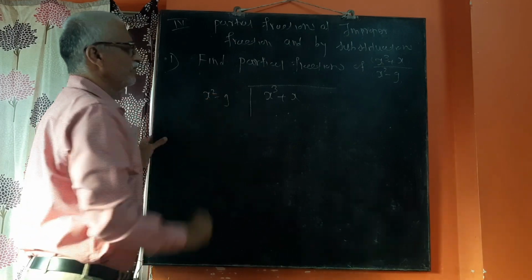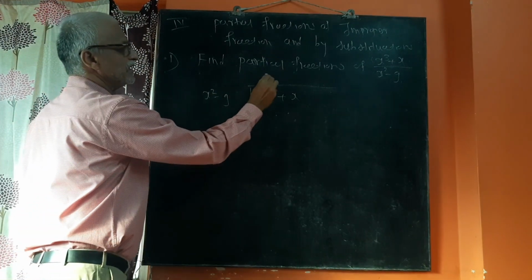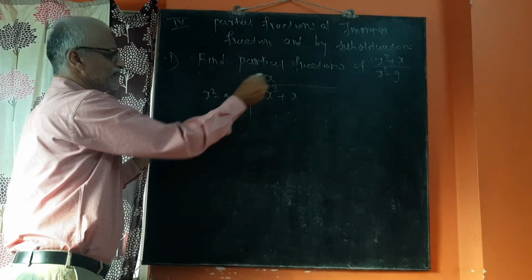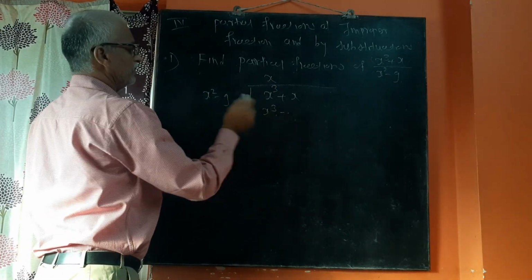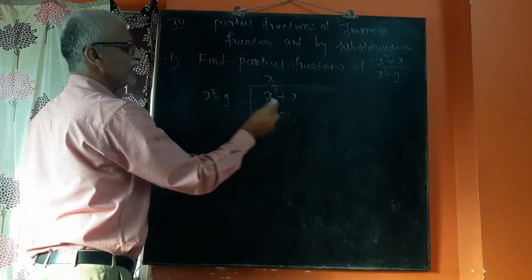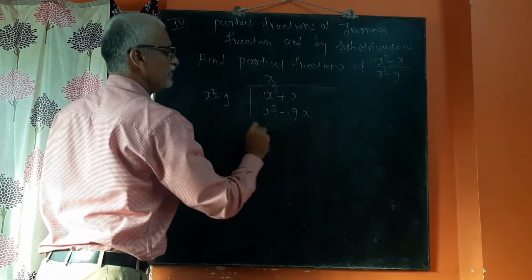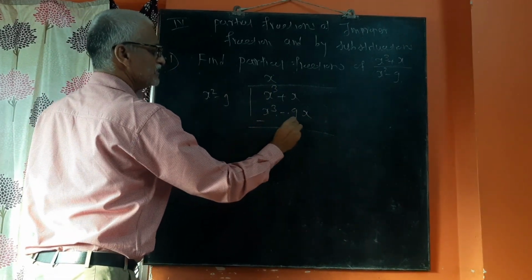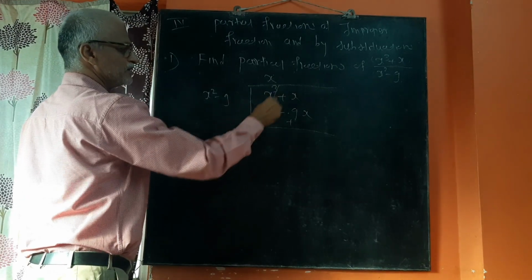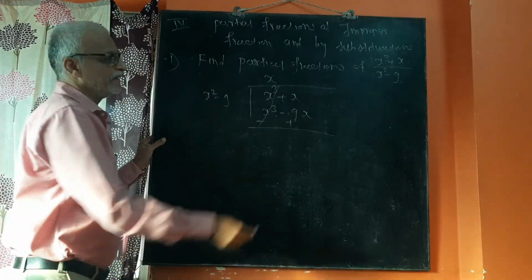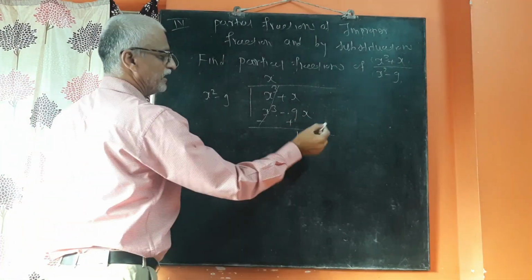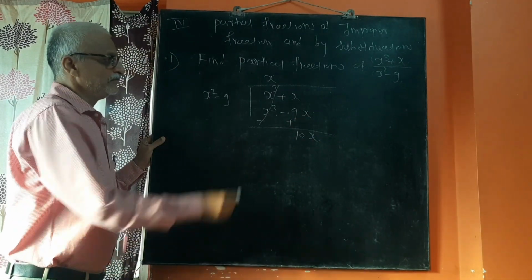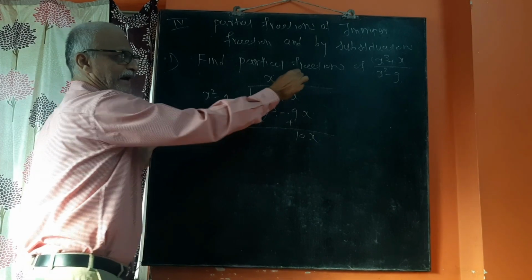So here it is x into x square, that is x cube, minus x into 9, that is minus 9x. This is minus, this is plus. Subtracting, x cube minus x cube gets cancelled. X plus 9x, that means 10x.